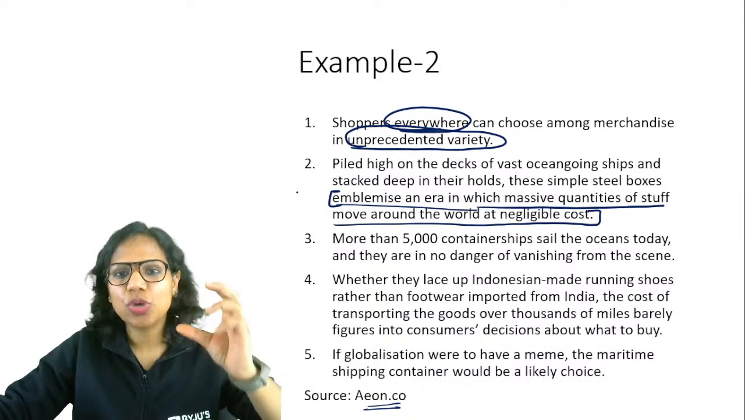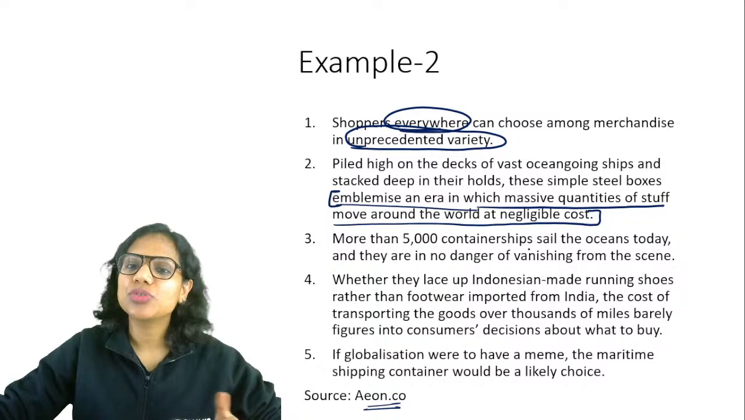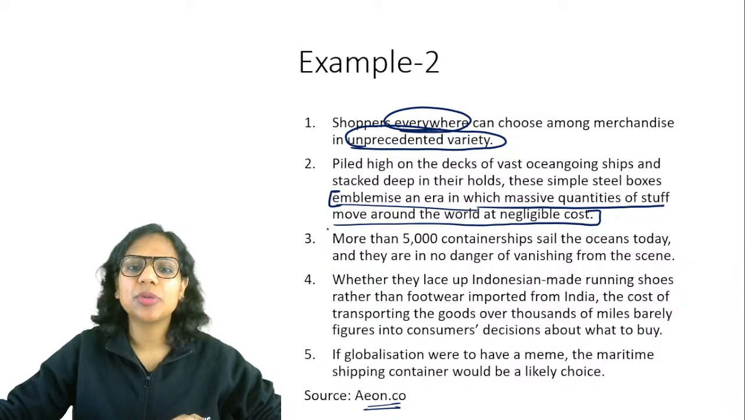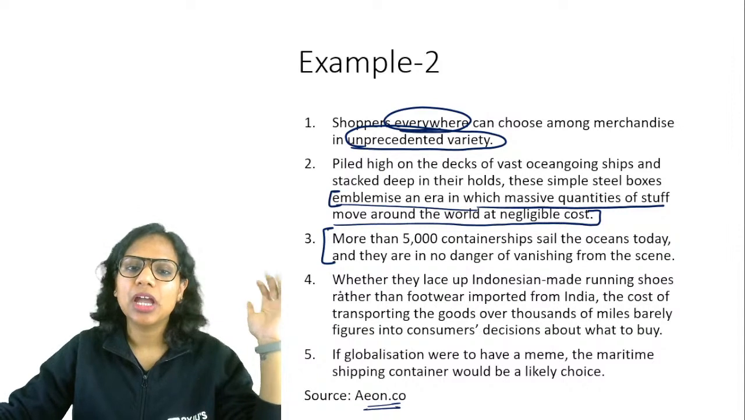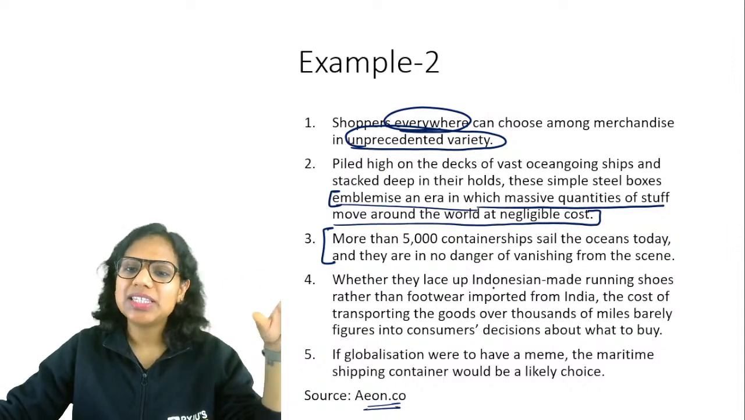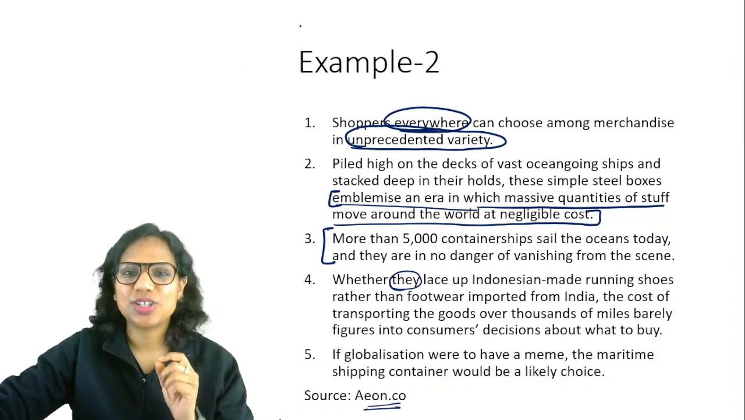So I'm showing you some connections here. 3 says more than 5,000 container ships sail the ocean today and they are in no danger of vanishing from the scene. So it talks about the quantity of these container ships that are sailing the ocean today. 4. Whether they lace up, see, pay attention to these grammar based clues. These are what? Grammar based clues.